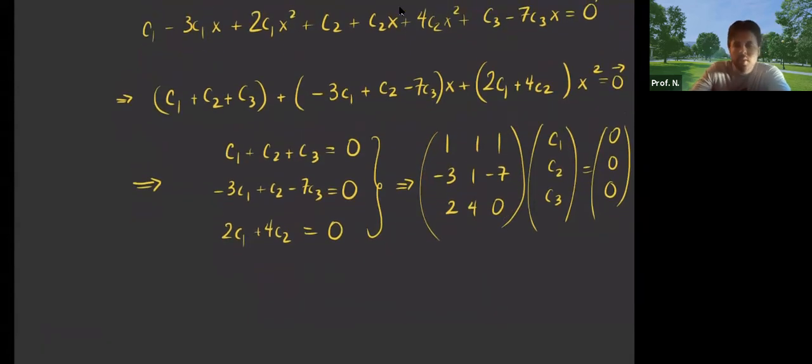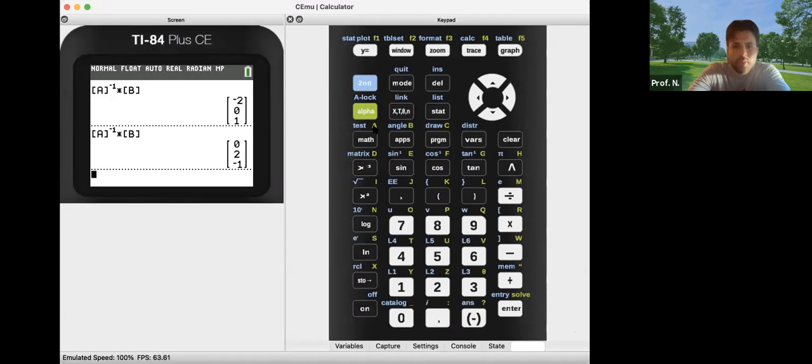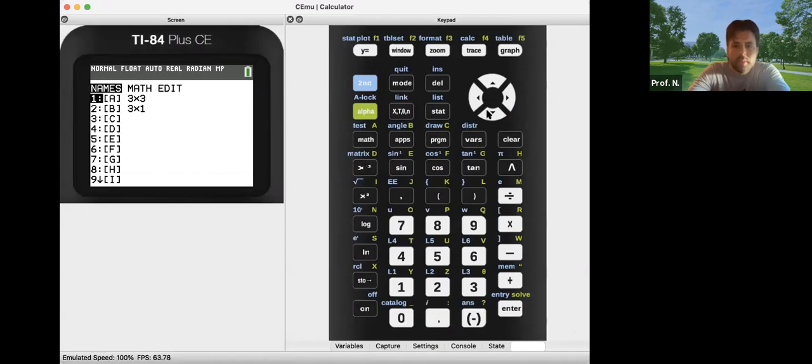So there's so many ways to prove the same point. That's what I'm trying to get at. So you can do this in many ways. What I'm going to do is I'm just going to show you two different ways. So second matrix, I just have to edit the matrix again. So my new matrix 3 by 3 is 1, 1, 1, and then negative 3, 1, negative 7, 2, 4, 0.